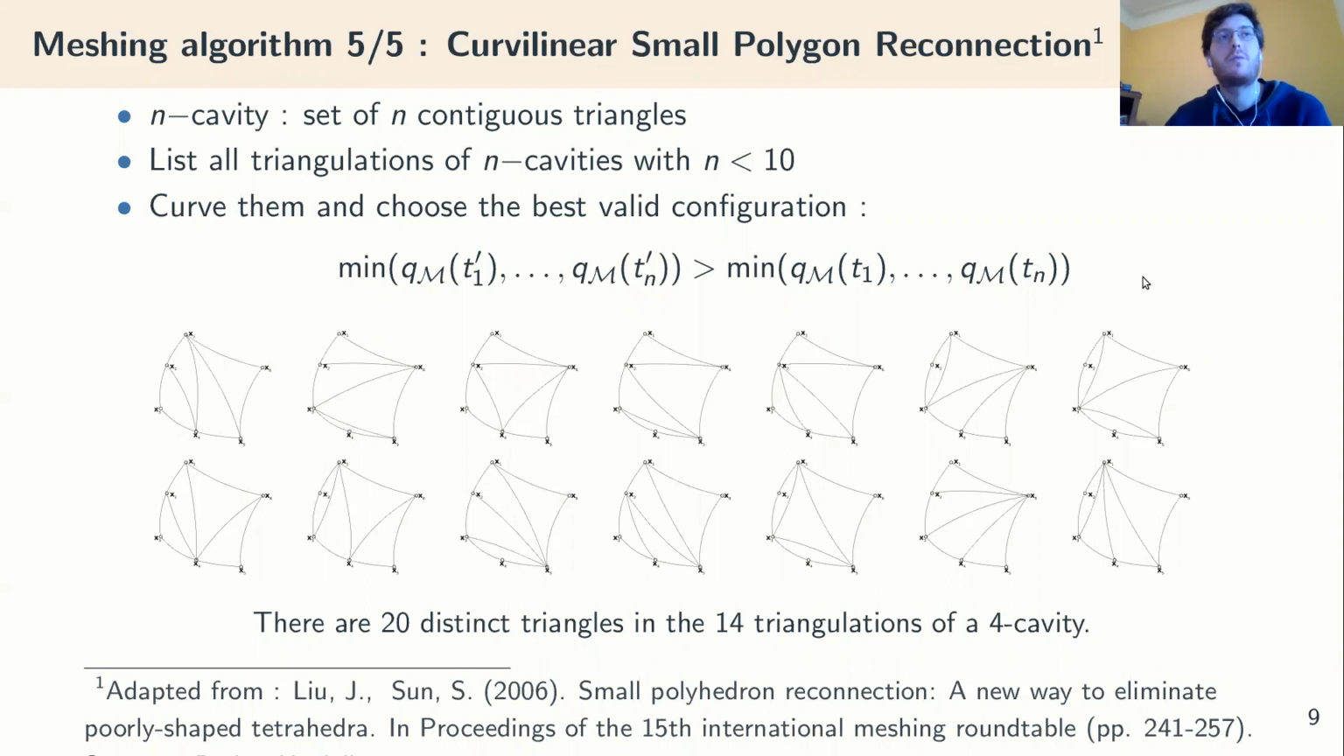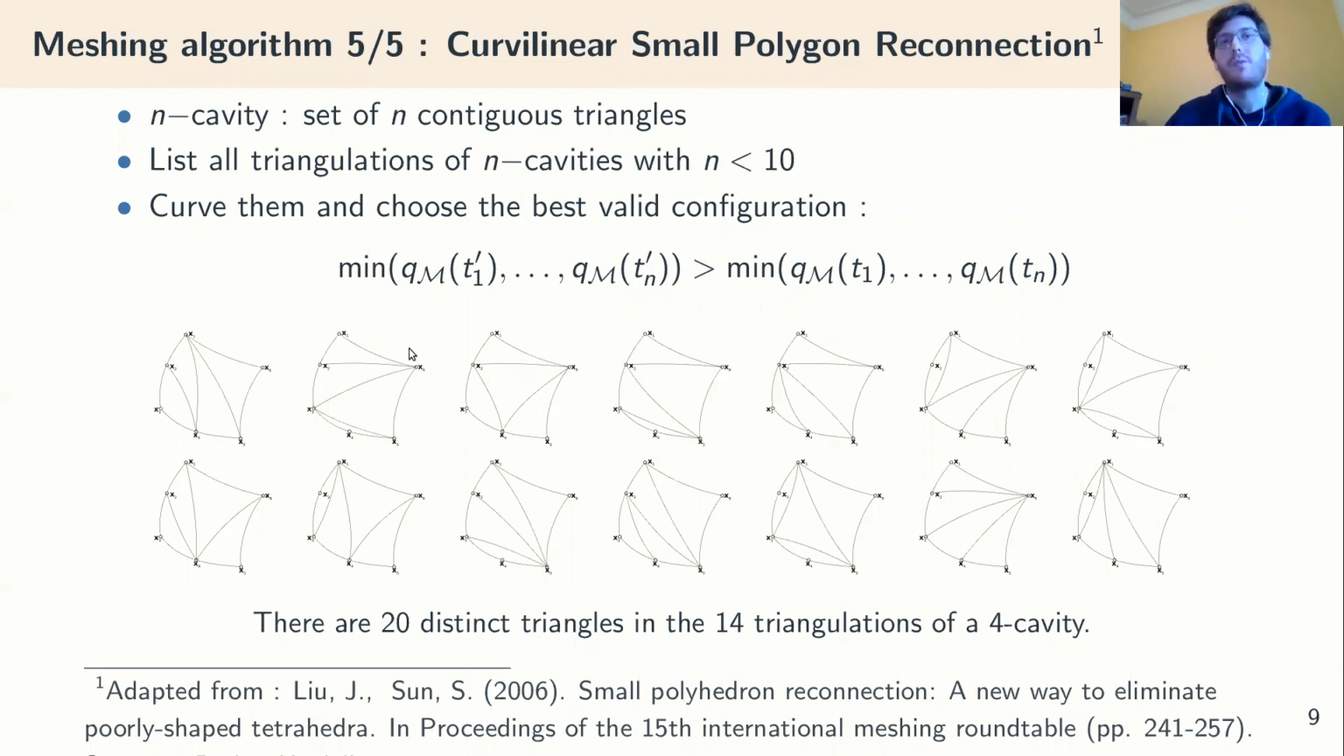To solve this, we introduce what we call the curvilinear SPR, small polygon reconnection, which is inspired from a straight edges SPR. It's essentially a way to consider cavities of sets of triangles and enumerate the possible triangulations of this cavity, compute the quality of all the triangles, and choose the local triangulation that achieves the best minimum quality from among all the possible triangulations.